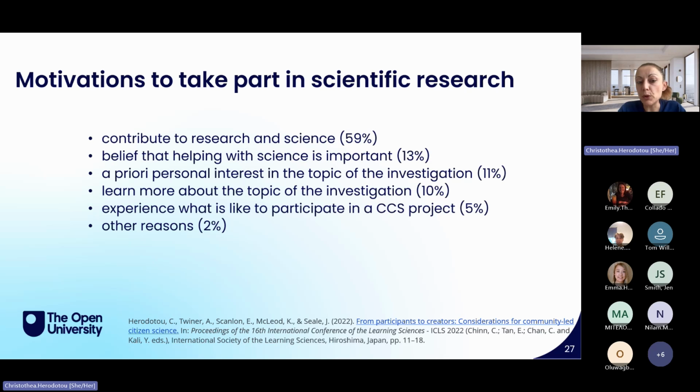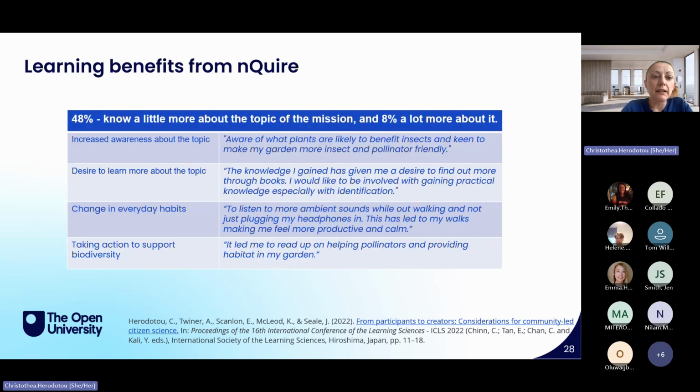Some others wanted to learn more about the topic. And a few of them said that they would like to experience what it's like to take part in a citizen science project. Now, when we ask them what they learned from taking part on nQuire, half of them said that they know a little bit more about the topic of the mission, and 8% said that they know a lot more about it.